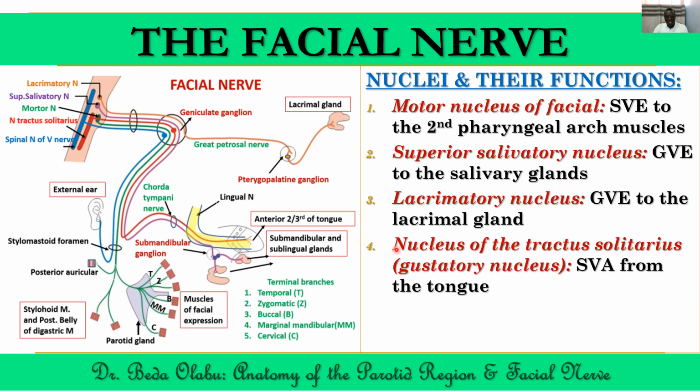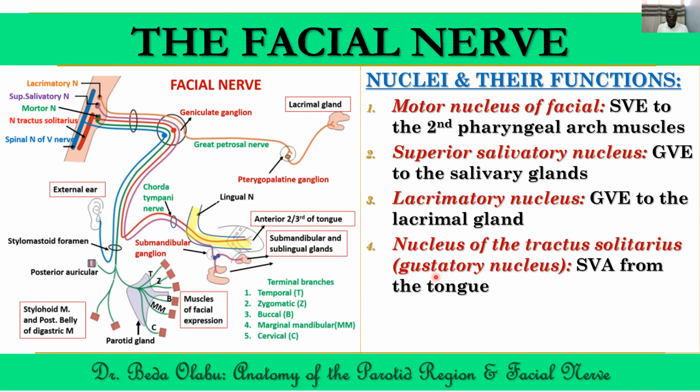We have the nucleus of the solitary tract, otherwise known as nucleus of the tractus solitarius. Now, nucleus of the solitary tract is a very big nucleus. The upper part of it is termed the gustatory nucleus. This gustatory nucleus is related to the function of taste. So basically, this is the point of termination of neurons responsible for carrying taste sensation from the tongue.